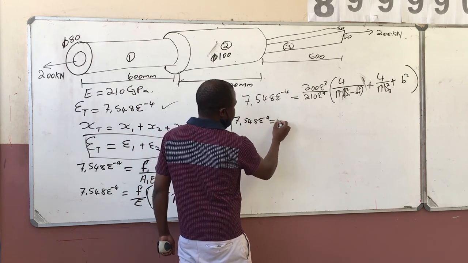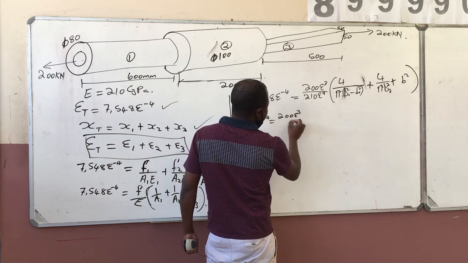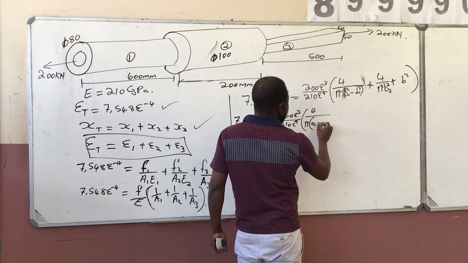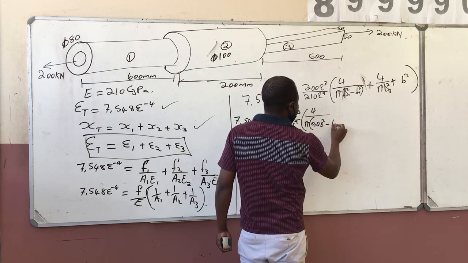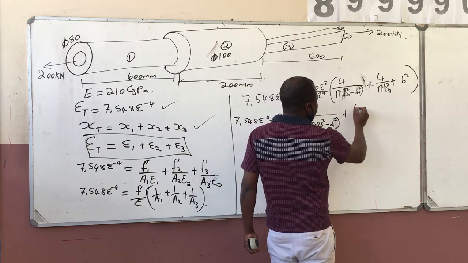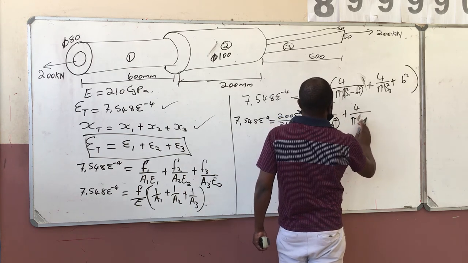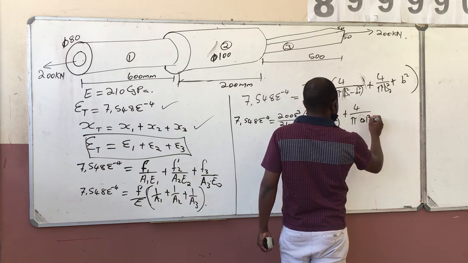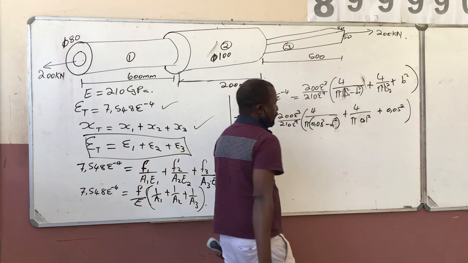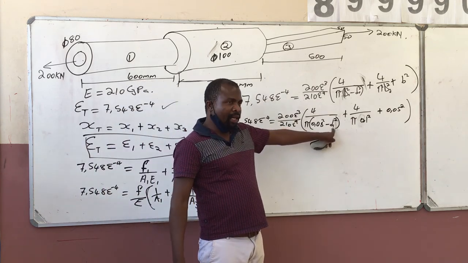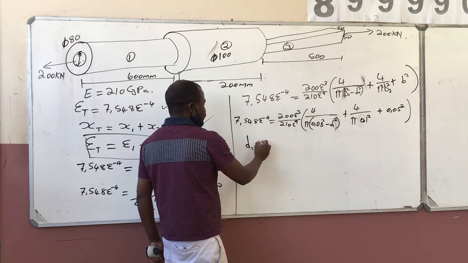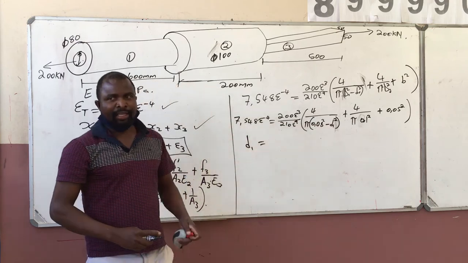7.548 exponent negative 4 is equals to 200 exponent 3 over 210 exponent 9 into 4 over pi. This one is 0.08 square minus D1. We do not have D1, it's the one which we are looking for. Plus 4 over pi into this 100, 0.1 square, plus this one is 50, which is 0.05 square. If you check here, the only unknown is D1, which means it's this inside diameter. Therefore, find D1, not D1 square. Calculate D1 and tell me what you get.